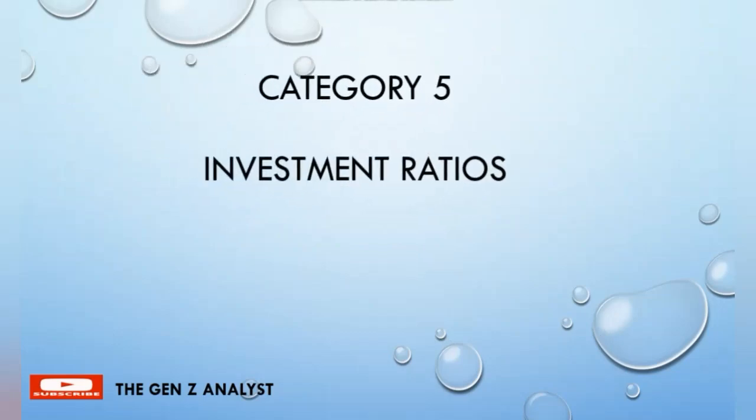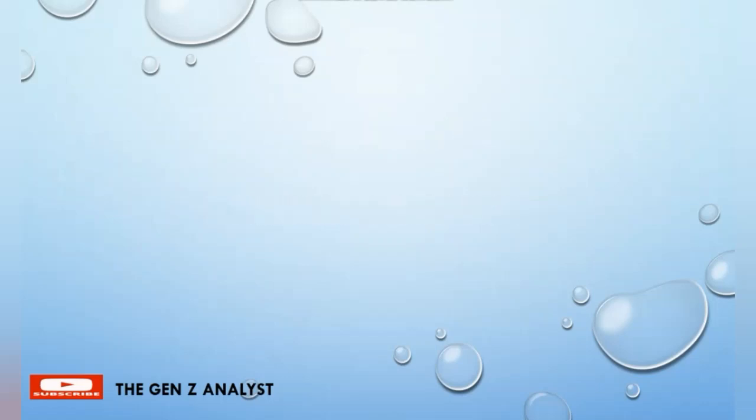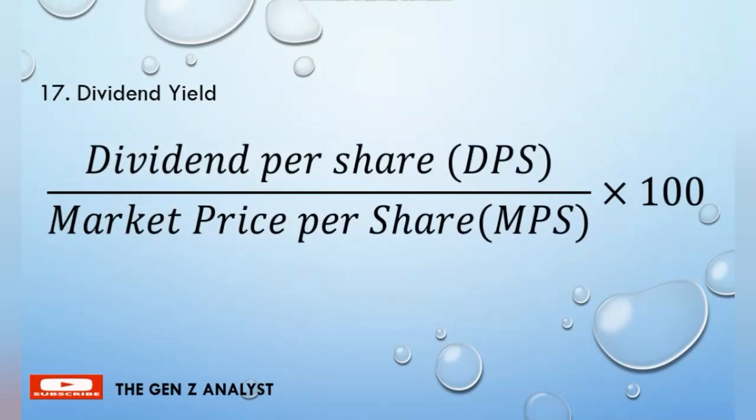Then the final category of ratio that we are coming to look at is the investment ratios. This is where the investors focus the most. Investment ratios are used by investors to make their investment decisions, that is, whether they want to invest in the business or not. So the first one we are talking about here is dividend yield.